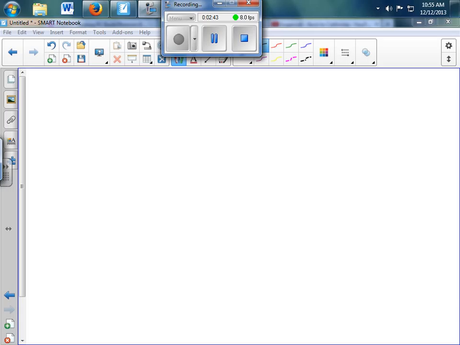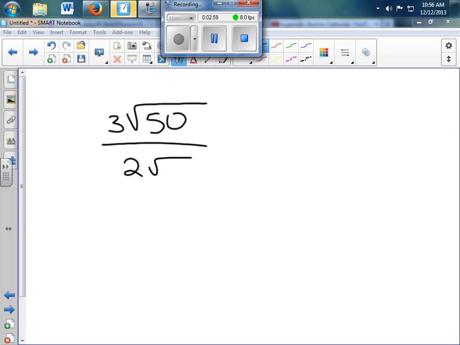Now let's see how crazy this worksheet's going to get. Actually, it's not too bad at all. Okay, so let's just do one more. 3 square root 50 over 2 square root 18.